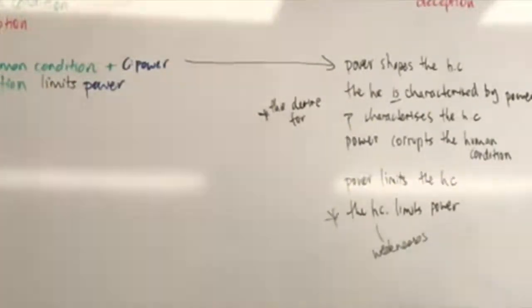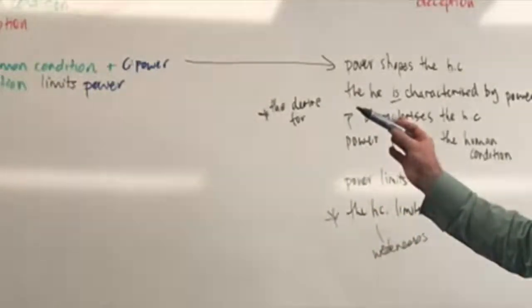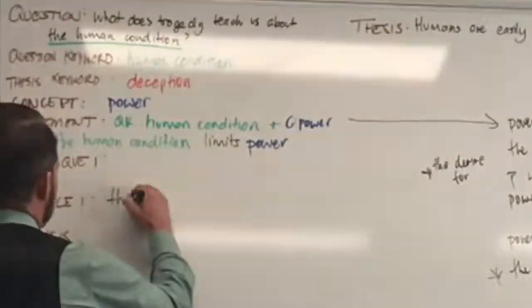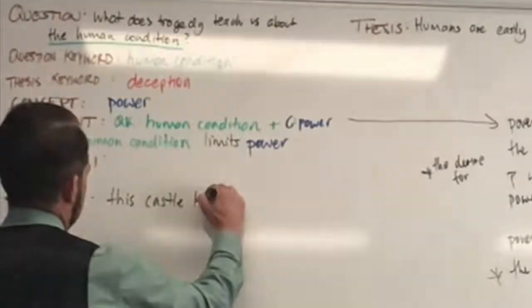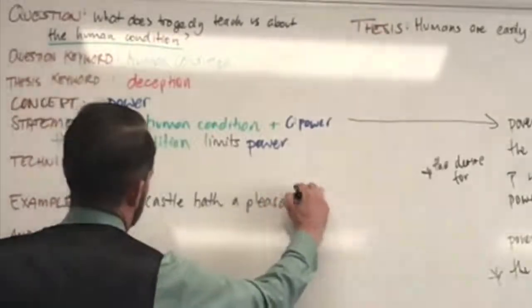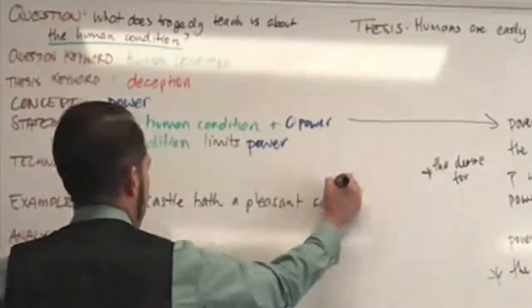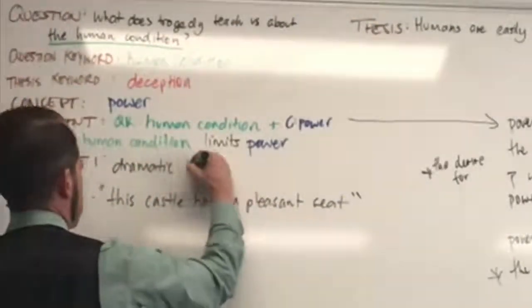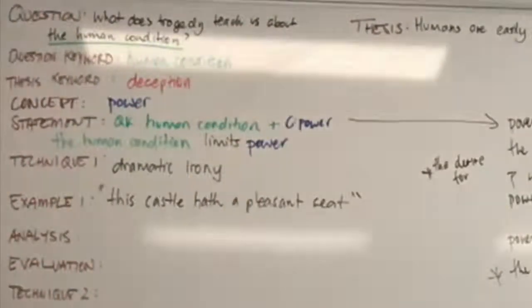So I've got multiple techniques that I can use. I might go with, let's go with dramatic irony, because that's the one that's most relevant to this text type or type of text or whatever you want to call it. So I'm going to put in my example: "This castle hath a pleasant seat." And I've also got my technique, I said dramatic irony.